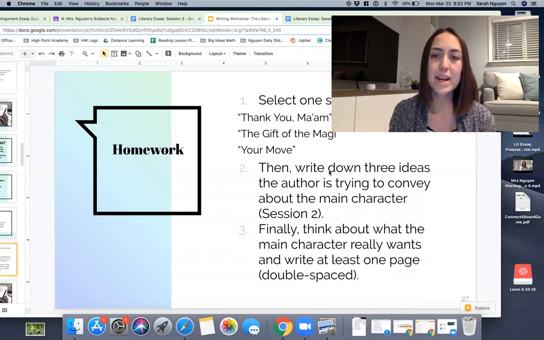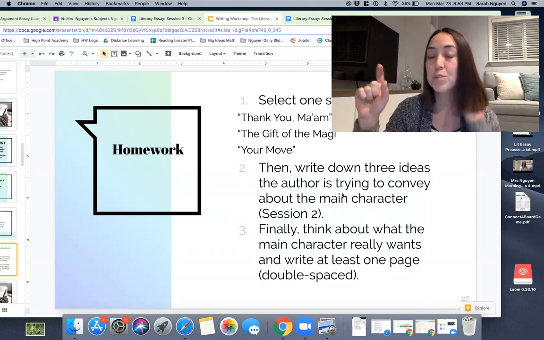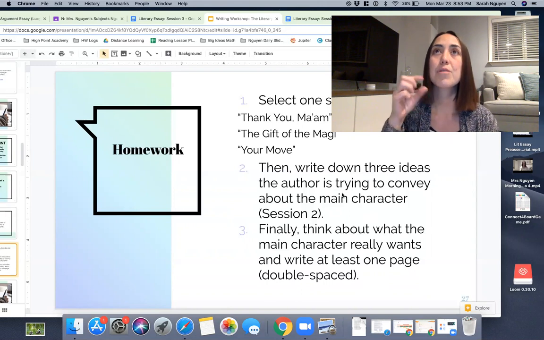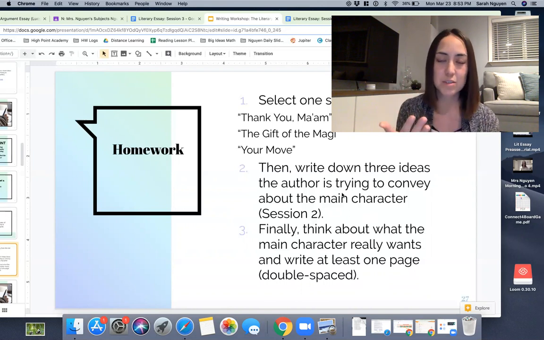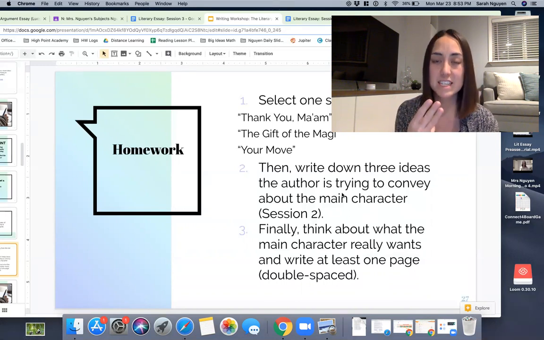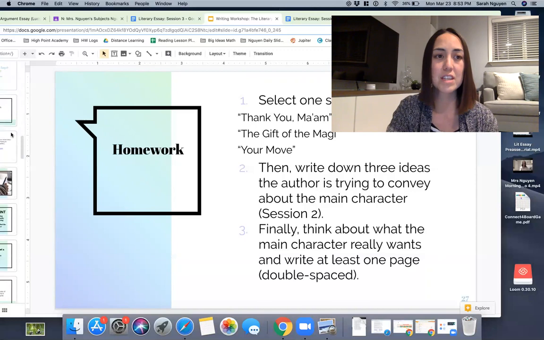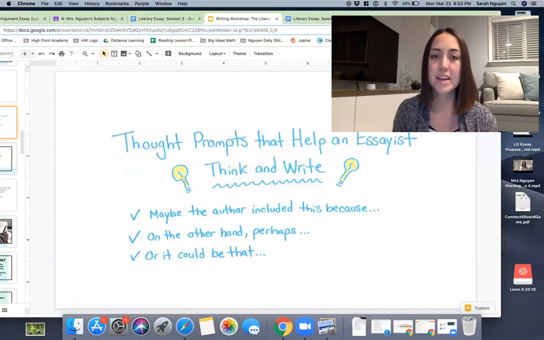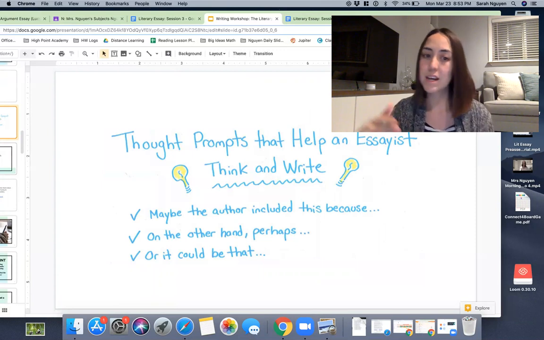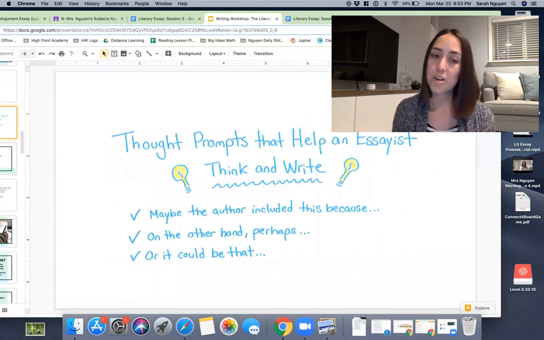Then you're going to write down 3 ideas that you feel the author is trying to convey about the main character. This is just like back in session 2, where we took a piece about Squeaky from the beginning of the story, and I came up with 3 different interpretations for why she was acting so tough. You're going to come up with 3 different ideas for why your character is the way he or she is. And it's very brief, right? You're just using, I can show you, you're just using those thought prompts. These right here. Maybe the author included this because, on the other hand, perhaps, or it could be that, right? Just 3 different ideas about why that's happening.